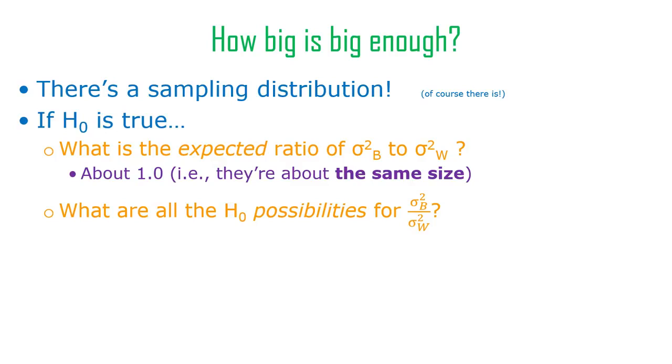So what are all the possibilities? Not just the expected possibility, like the mean, but actually now you're going to see why we don't say mean anymore, we just say expected value. What are all the null hypothesis possibilities for this ratio of between to within groups variance? Well, that's the sampling distribution. The sampling distribution of that ratio of variances if the null hypothesis were true. And so then in that sampling distribution, we just plug our observed between to within groups ratio into that distribution, and we calculate the area beyond it.